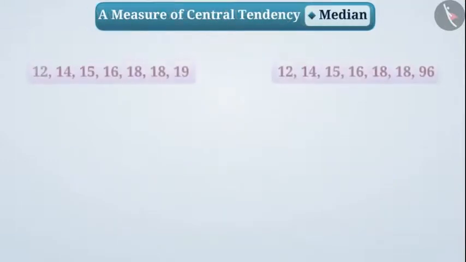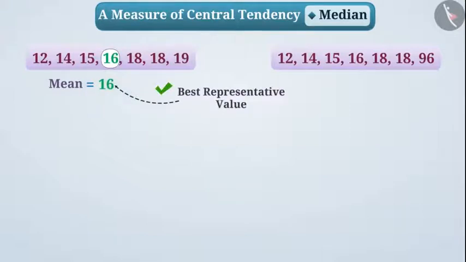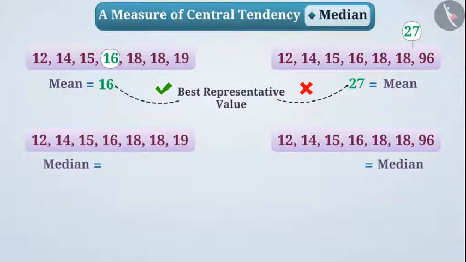Look at these two groups of data. The mean of the first group will be 16, which is a best representative value. Except for one observation in the second group, all observations are similar to the observations of the first group, but that one observation is much larger than the other observations. In this case, the mean would be 27, which cannot be called a good representative value. But here, the median of the data in both groups is 16.